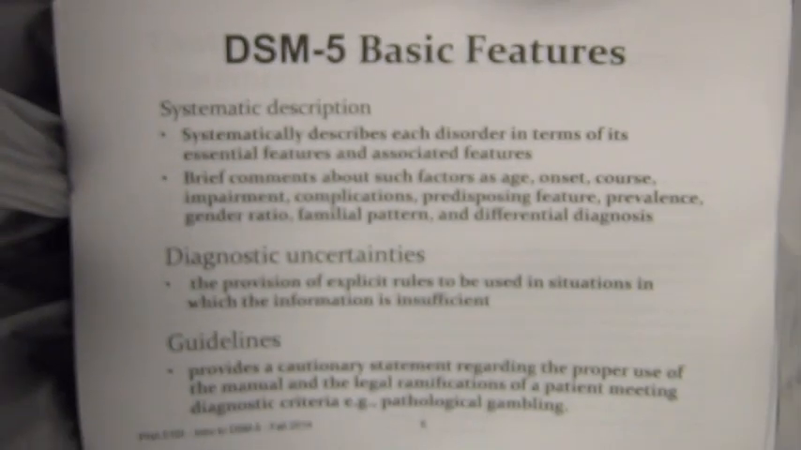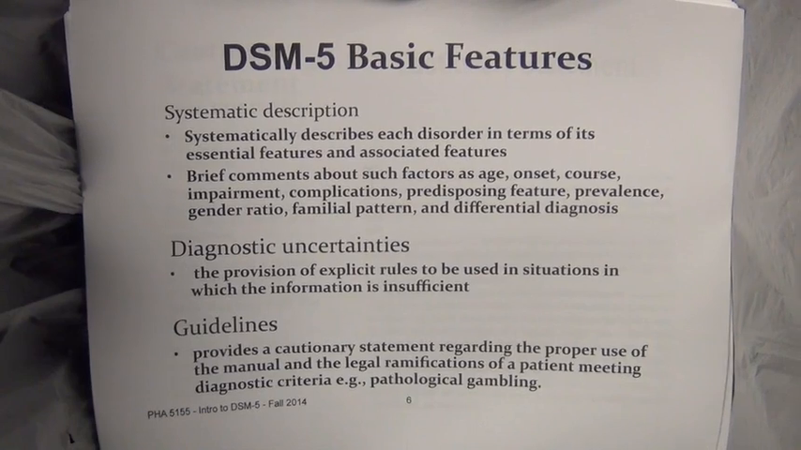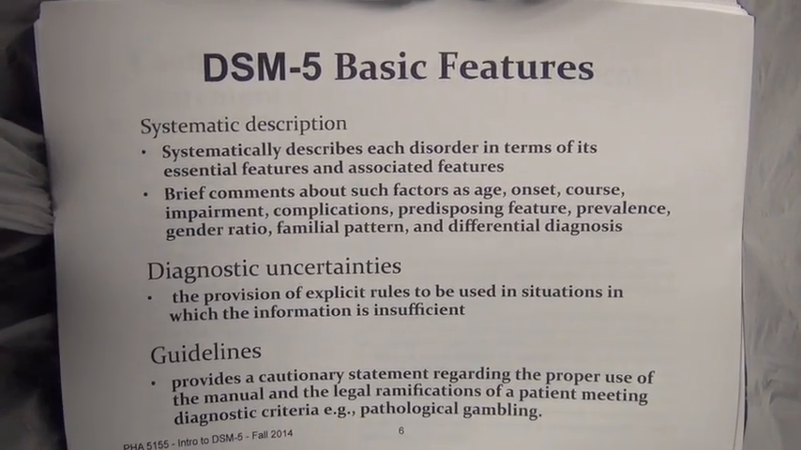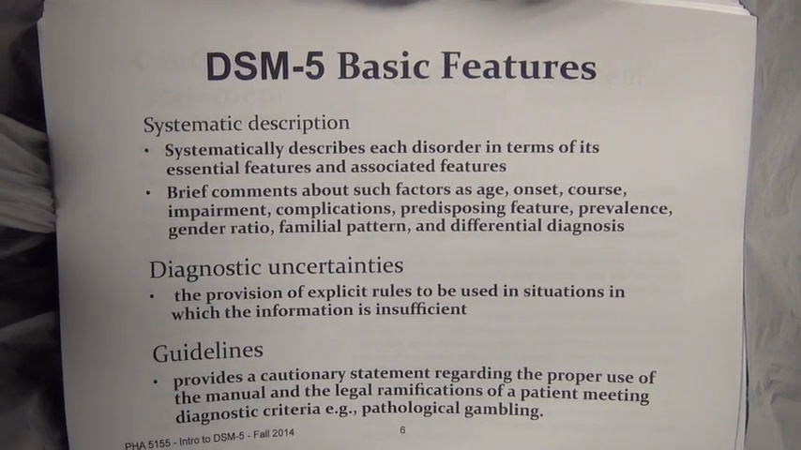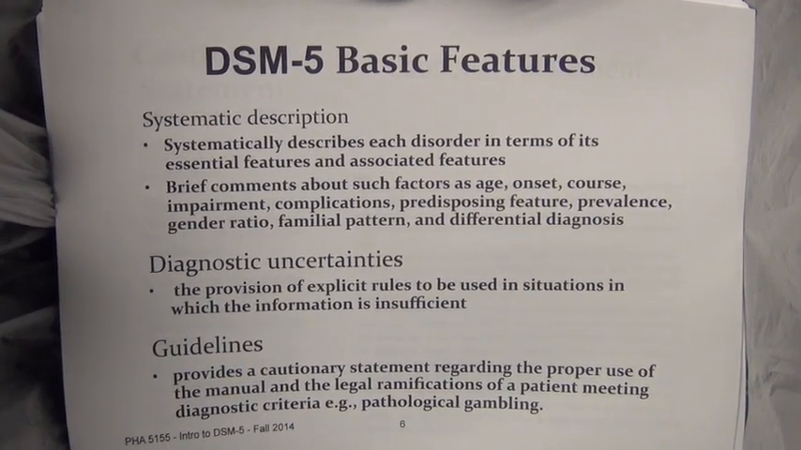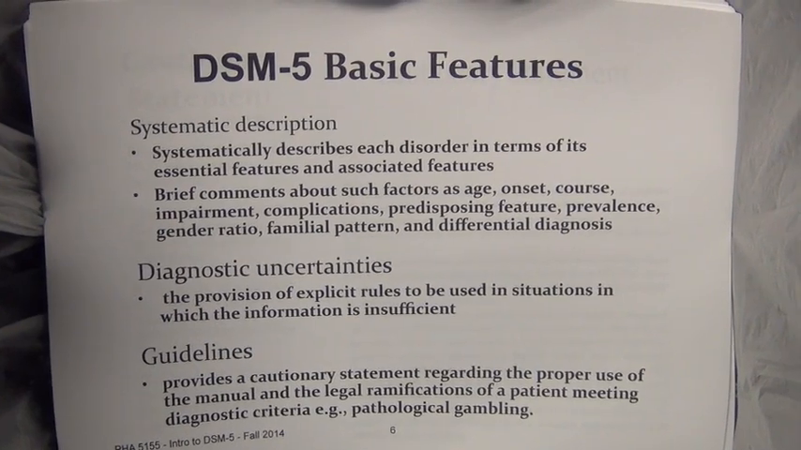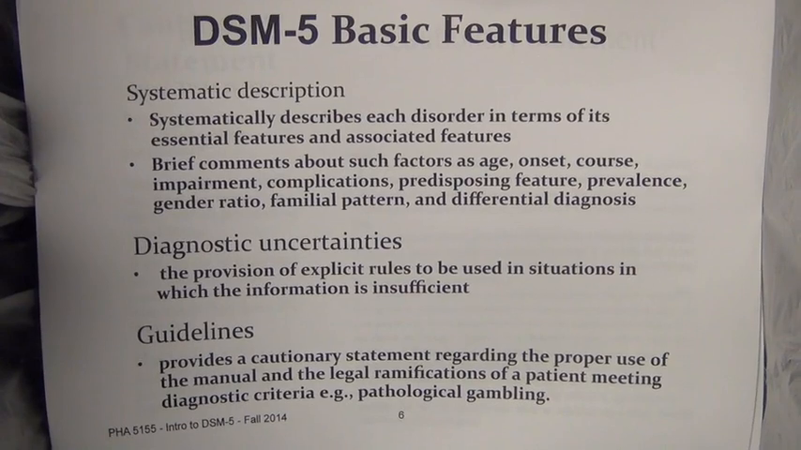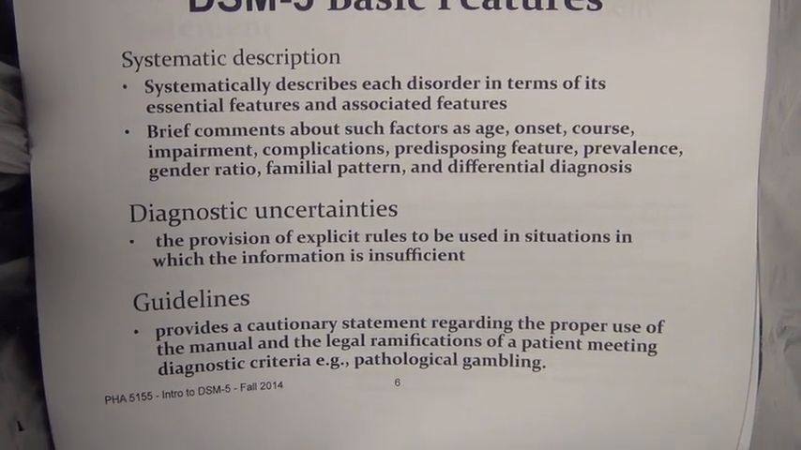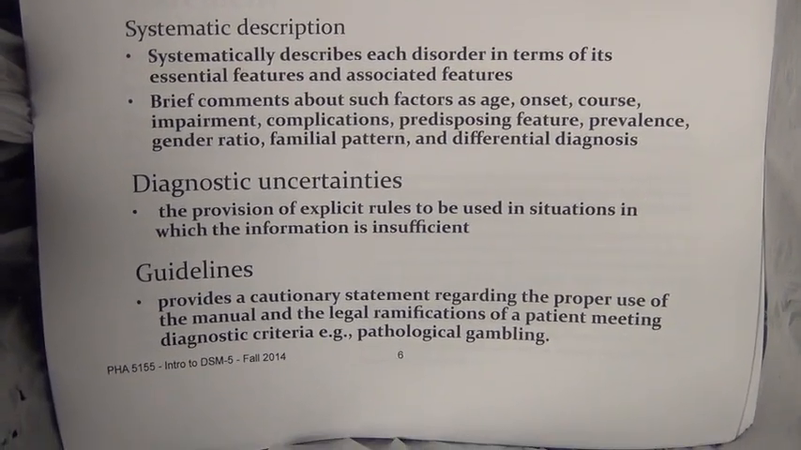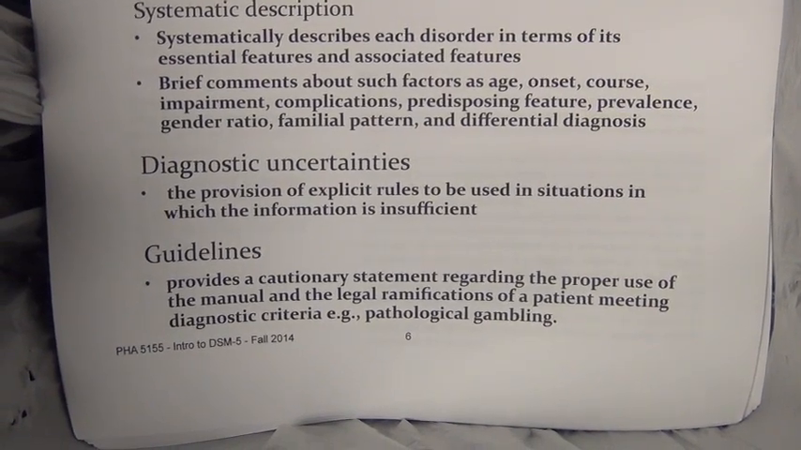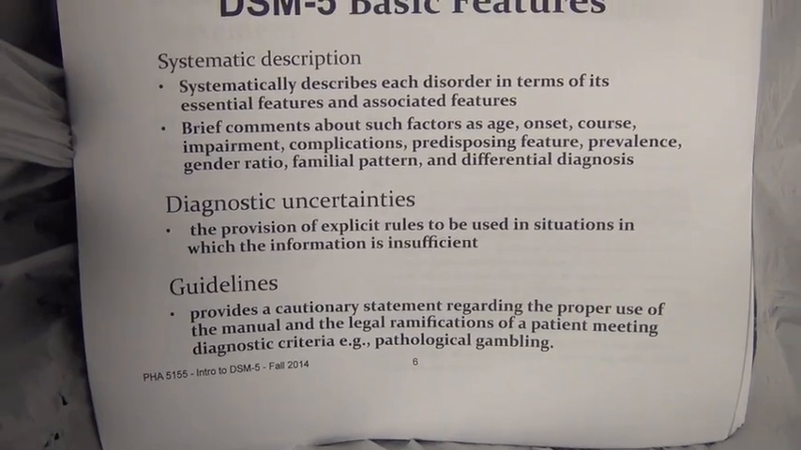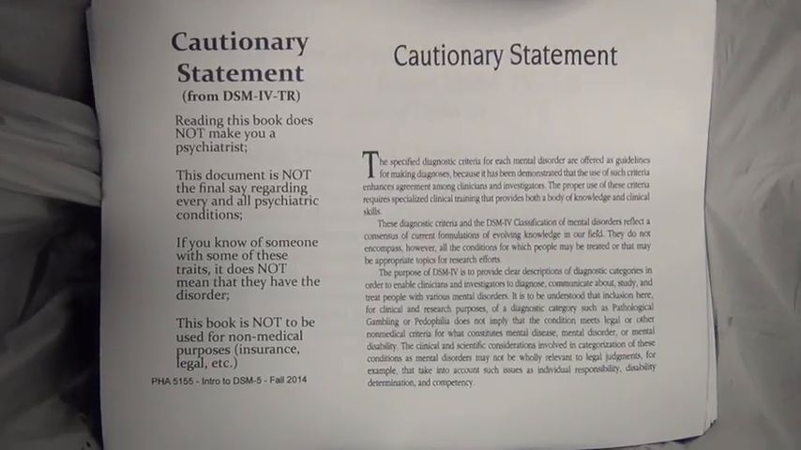Oh, apparently it has more basic features. It has the systematic description. It systematically describes each disorder in terms of its essential features and associated features. Some of the comments about other factors like age, onset, course, degree of impairment, complications, things like that. It provides some diagnostic uncertainties, and it provides guidelines in terms of a cautionary statement. And I'll give you that cautionary statement because I think that's in this document too. So here's the cautionary statement.